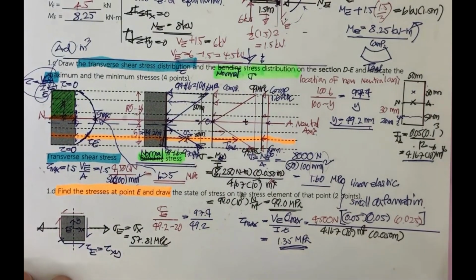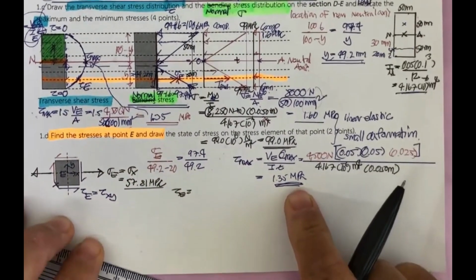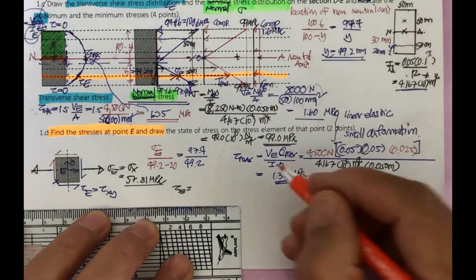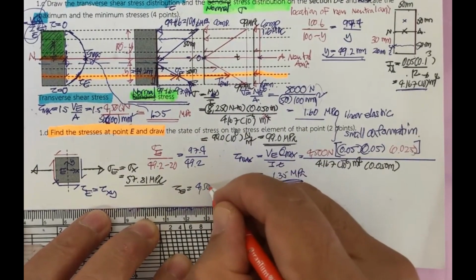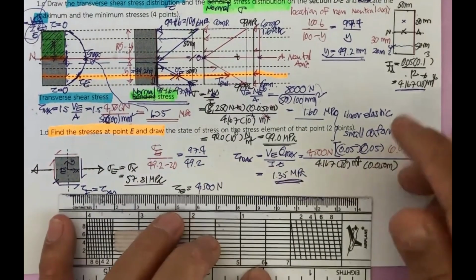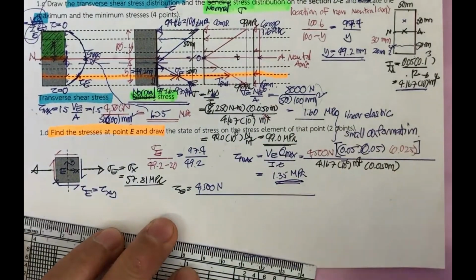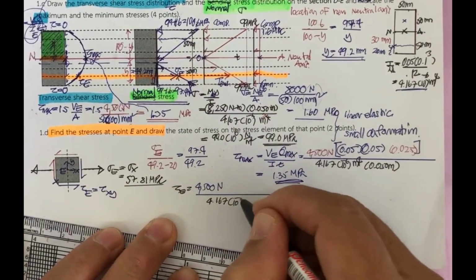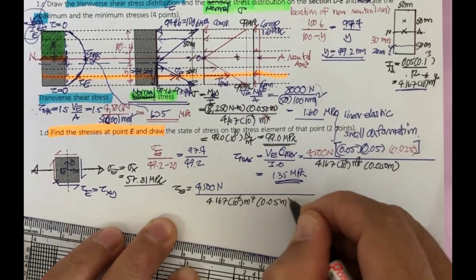Okay, next, the tau sub e, you must compute based on this same thing. It's going to be V sub e, 4,500 newton, and then the same thing divided by the same I, 4.167 times 10 to the minus 6 meter to the power 4, and 0.05 meter.